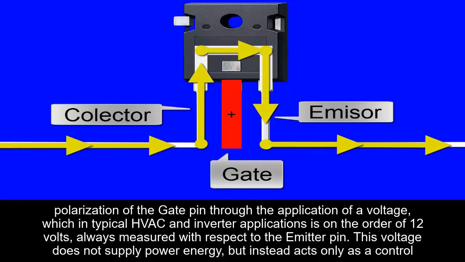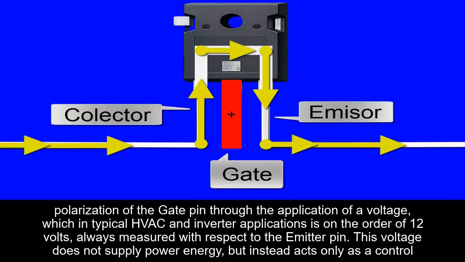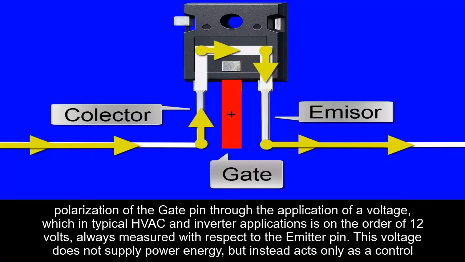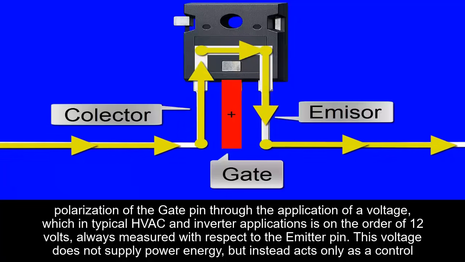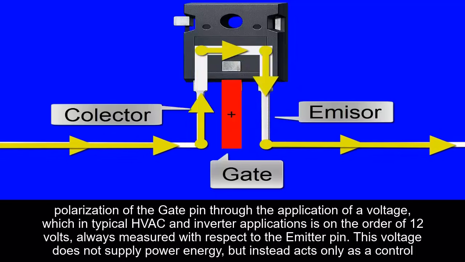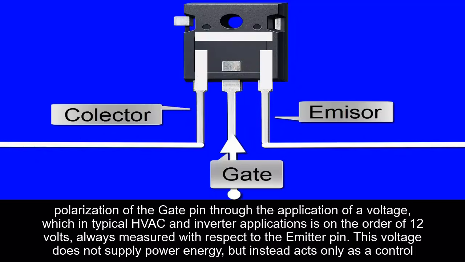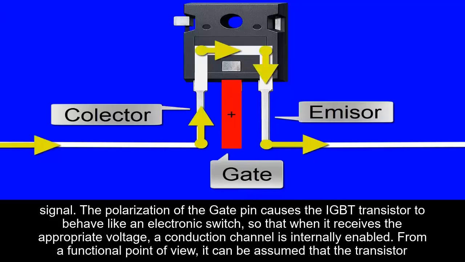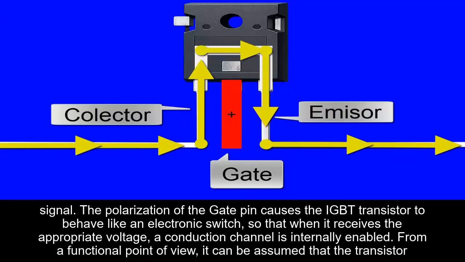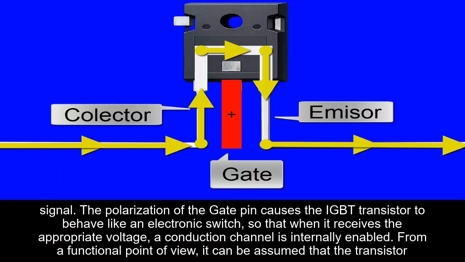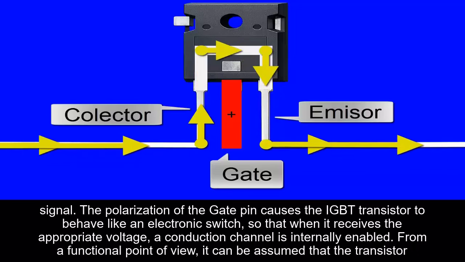This activation is based on the polarization of the gate pin through the application of a voltage, which in typical HVAC and inverter applications is on the order of 12 volts, always measured with respect to the emitter pin. This voltage does not supply power energy, but instead acts only as a control signal. The polarization of the gate pin causes the IGBT transistor to behave like an electronic switch, so that when it receives the appropriate voltage, a conduction channel is internally enabled.